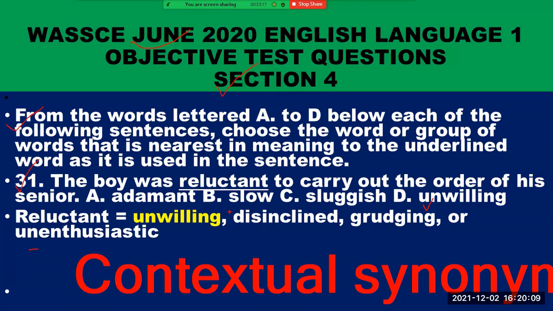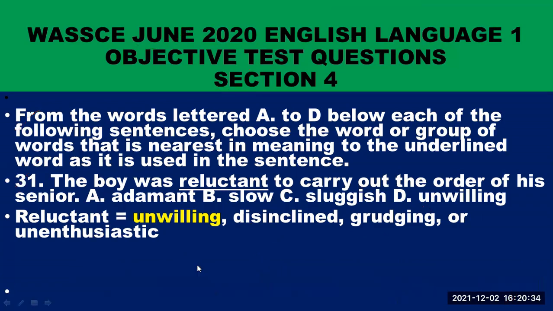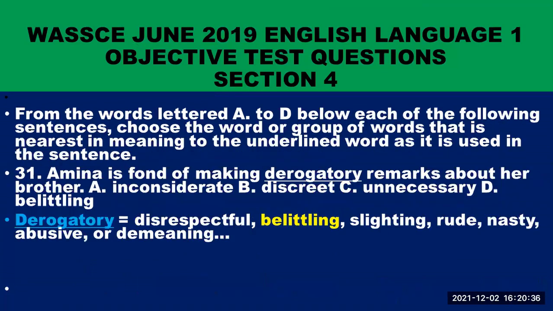And so when we look at reluctant, we look at the meanings: unwilling, disinclined, grudging, or unenthusiastic. You don't have interest in doing what you have been asked to do. Now take note of the topic we have here. We are dealing with contextual synonyms, words nearest in meaning as used in the sentence. Now let's head to 2019.